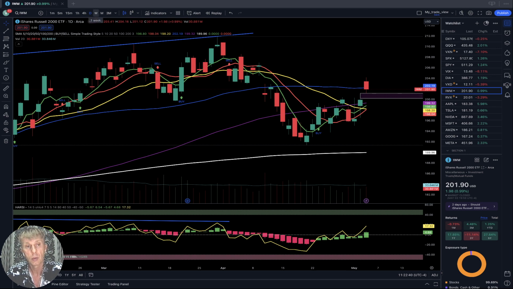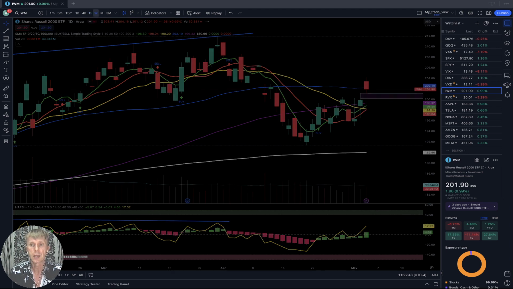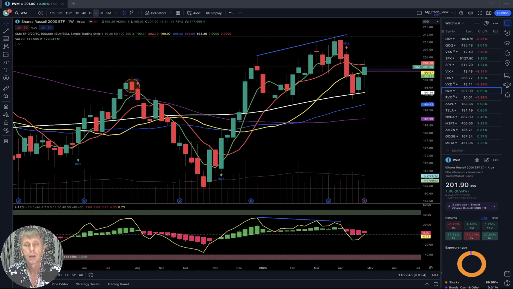Bullish crossover, bullish reversal. Weekly time frame for Russell 2000, sell signal. SMA 5 did bearish crossover over 10 and 20. Bearish reversal trend, right?